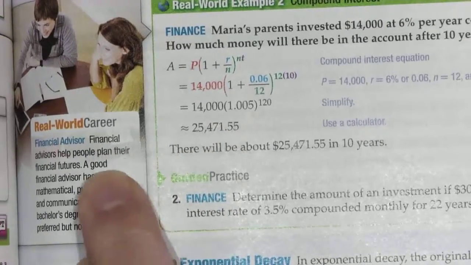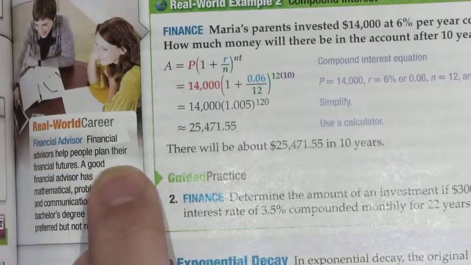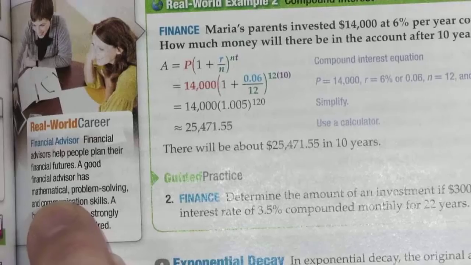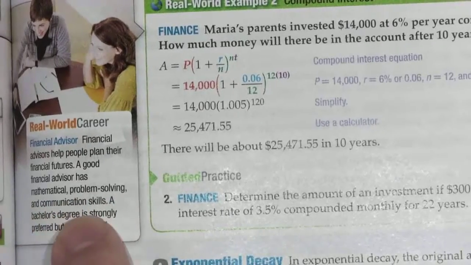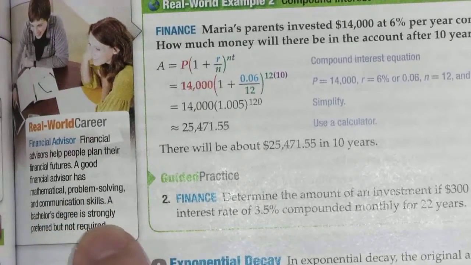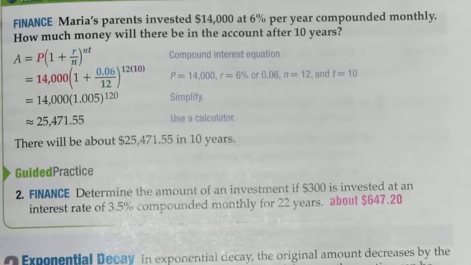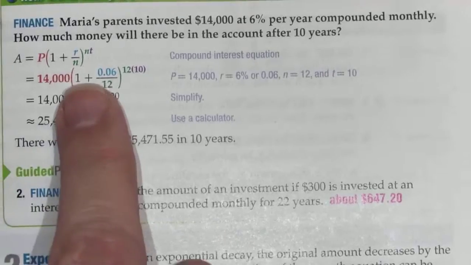Okay, financial advisor. Financial advisors help people plan their financial futures. A good financial advisor has mathematical, problem-solving, and communication skills. A bachelor's degree is strongly preferred but not required. Just be very good at what you do. I have a cousin who is one of those.